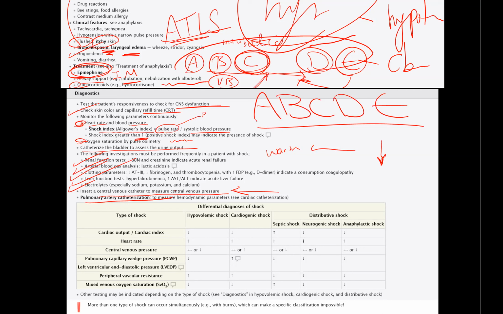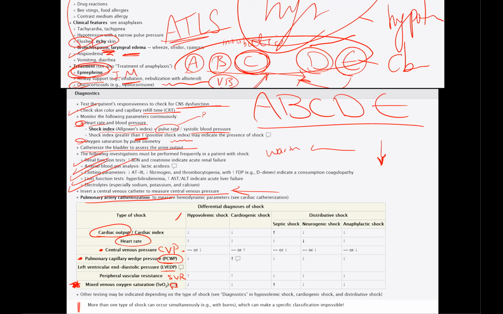Okay, what is the difference between the types of shock? This is what we have mentioned before. We have cardiac output, heart rate, CVP, left ventricular end diastolic pressure, which is also the same as this one, pulmonary capillary wedge pressure, peripheral or systemic vascular resistance, and mixed venous oxygen saturation. This is an indicator for oxygenation.